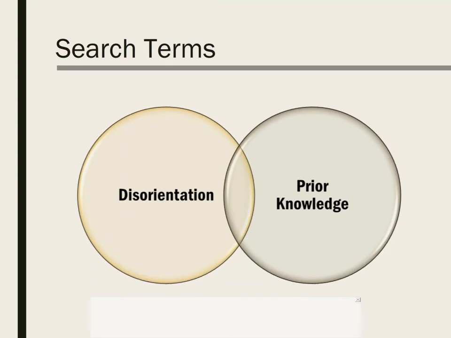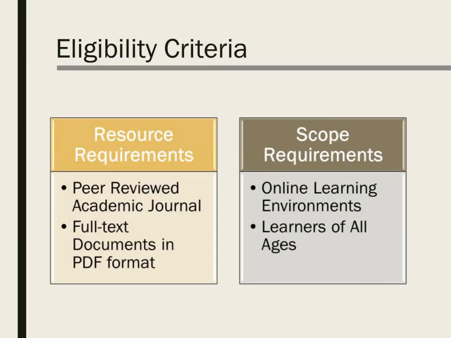In order to find appropriate articles to review, I use two search terms: disorientation and prior knowledge. I required that my resources be peer-reviewed academic journals and that the texts be available in full-text documents in PDF format. I also limited my review to online learning environments, but I included learners of all ages.